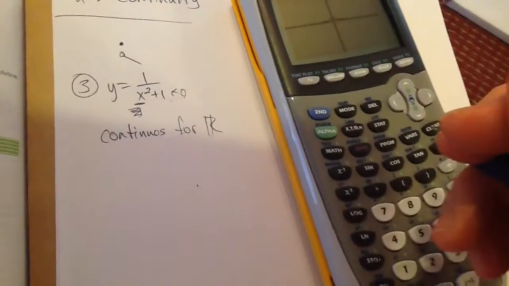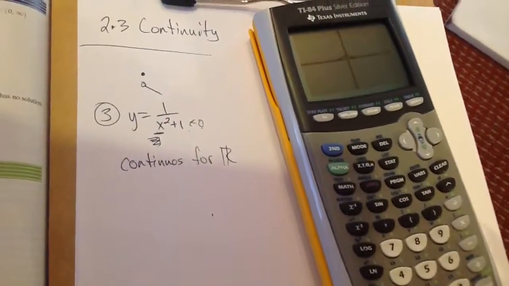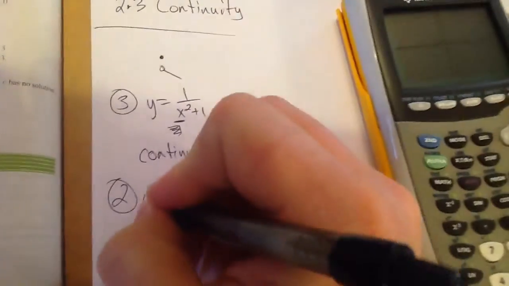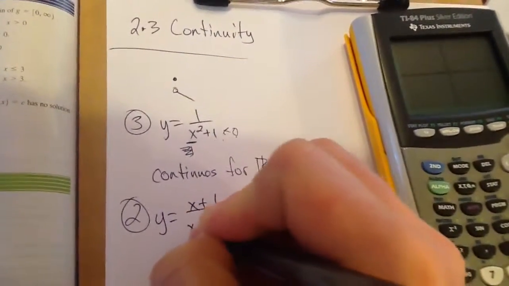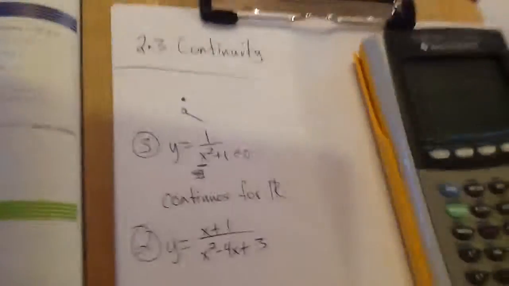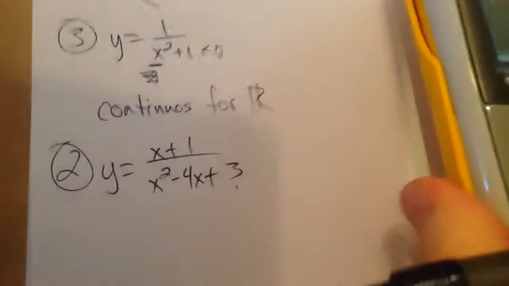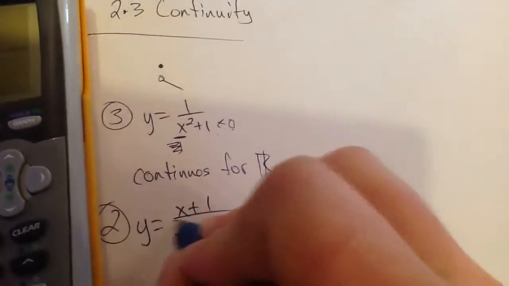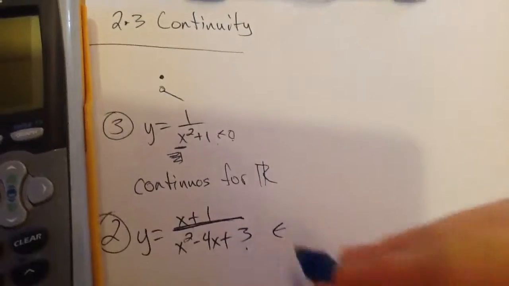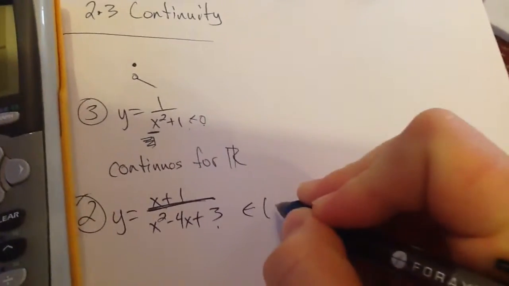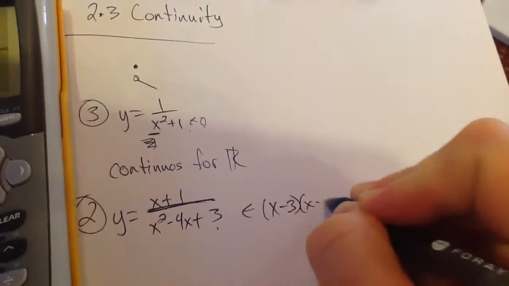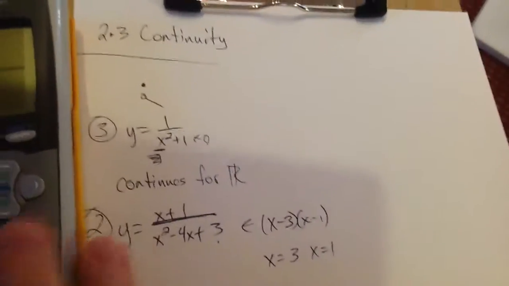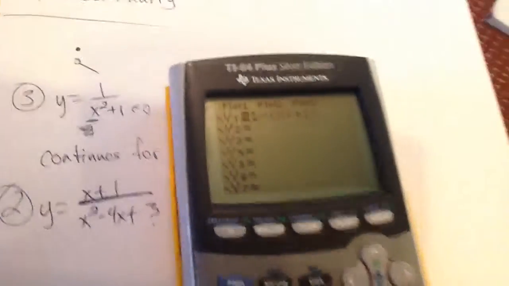Let's do one that does have a discontinuity, like number 2: y equals (x plus 1) over (x squared minus 4x plus 3). You can just graph it, but I can tell you how to do it without the calculator. Your discontinuities for a rational function like this are going to exist where the bottom is equal to 0. If I factor that, it's (x minus 3) times (x minus 1). So I'll probably have discontinuities at 3 and at 1, because those are the numbers that will make the bottom 0.